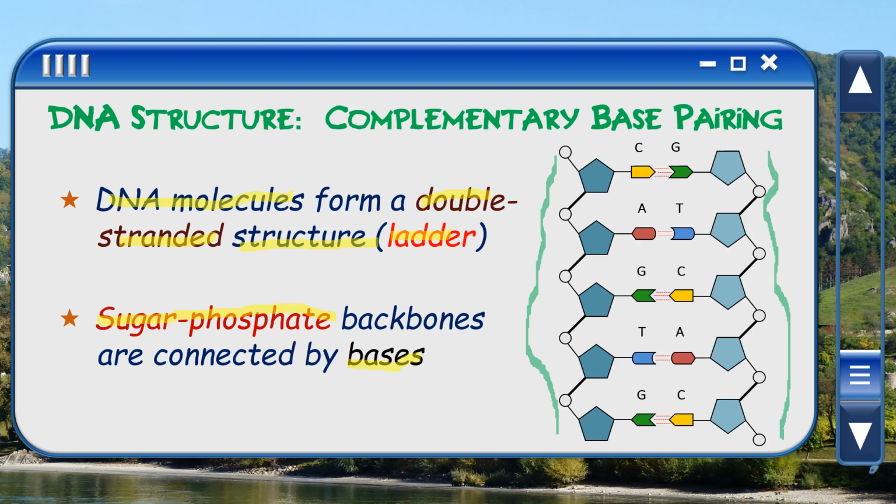This one is a phosphate, phosphate, phosphate, phosphate. And then we have the sugar. This one is a sugar. This one here is a sugar. This one here is a sugar. And this one here is a sugar. And lastly, this one here also is a sugar.